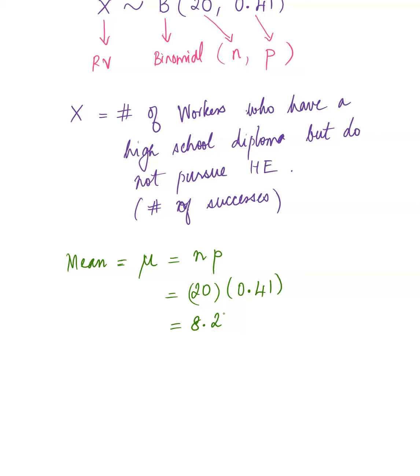The mean is 8.2. So what this means is that in a group of 20 adult workers, on an average, there will be approximately 8.2. You can't have fractional persons, so we'll just round it down to 8. There will be an approximate 8 workers who have a high school diploma but do not pursue higher education. So let me just explain that here, okay? I'll say it one more time. In a group of 20 adult workers, on an average, approximately 8 workers have a high school diploma but did not pursue higher education.